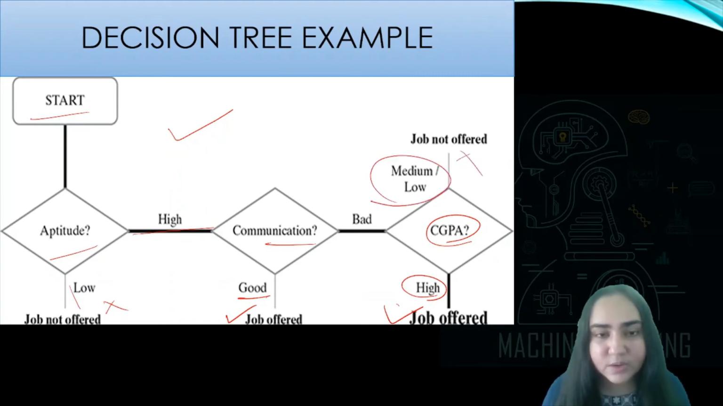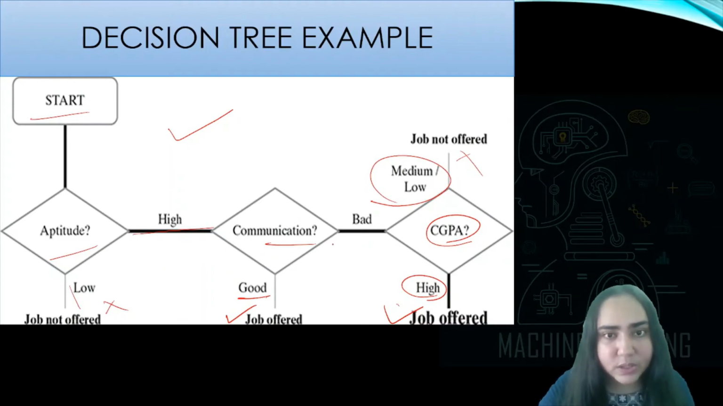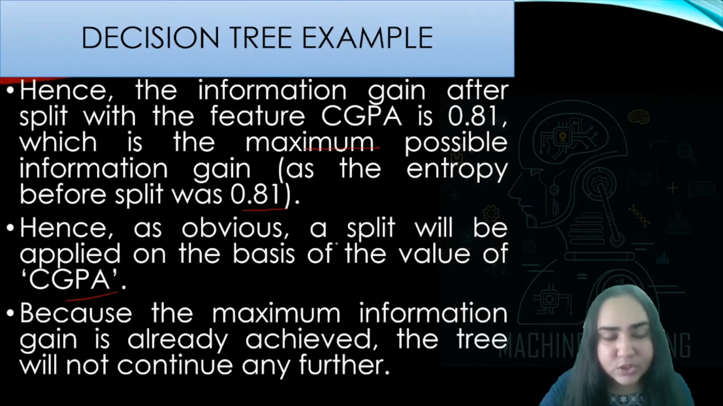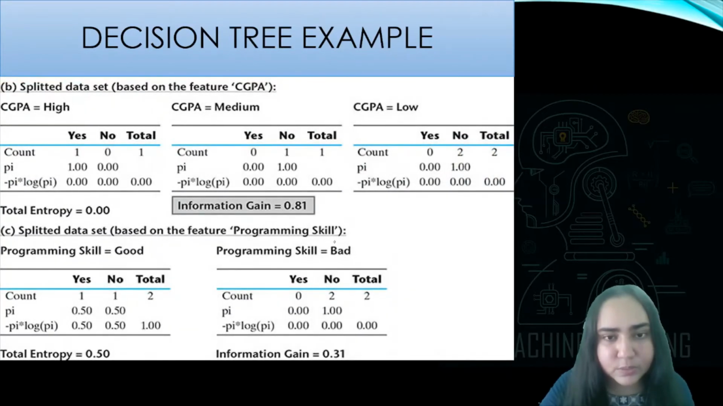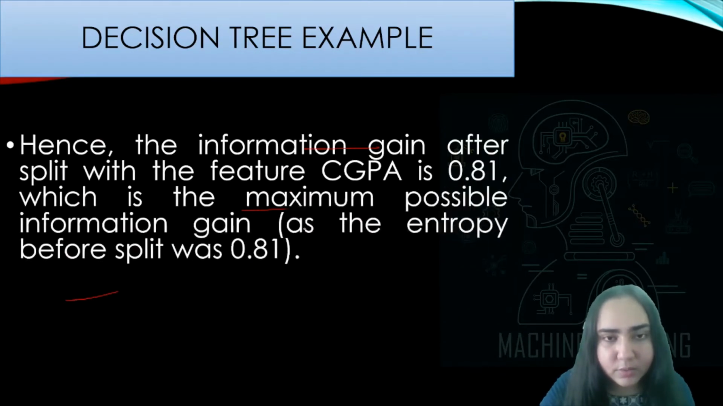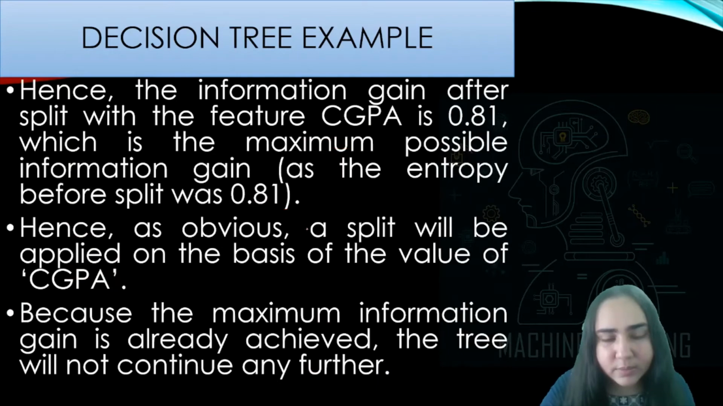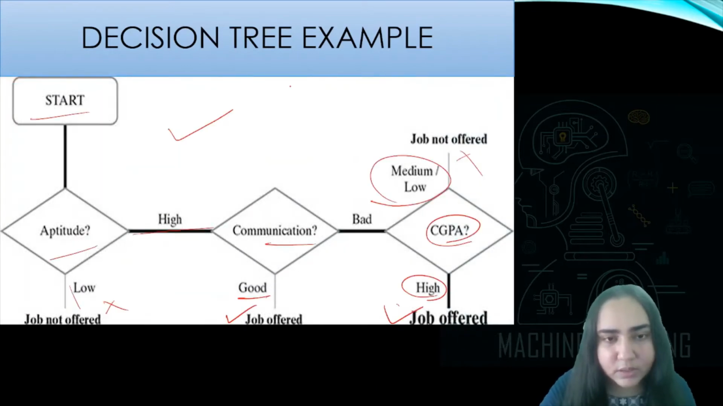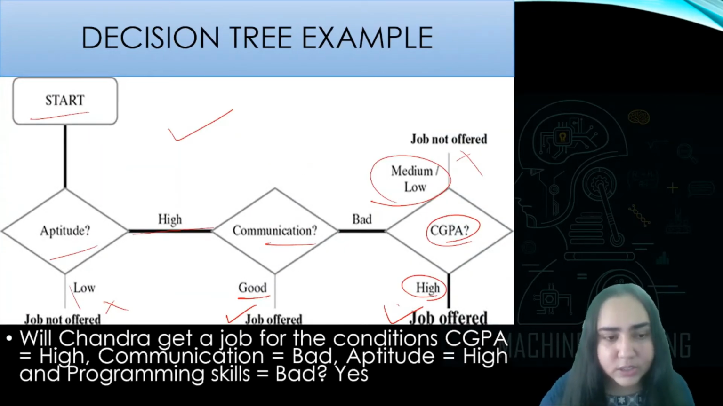This is based on the entropy calculations that we did earlier. So this is our example. You can check the values of the entropies over here. Based on all these entropies, we are trying to split our data. So this is the final decision tree that we have created, and now we can check if Chandra will get a job or not.